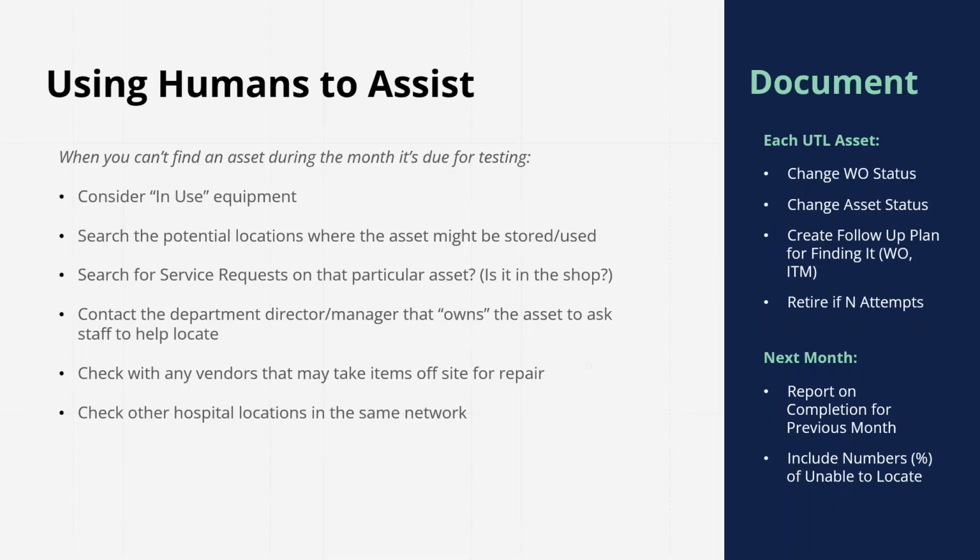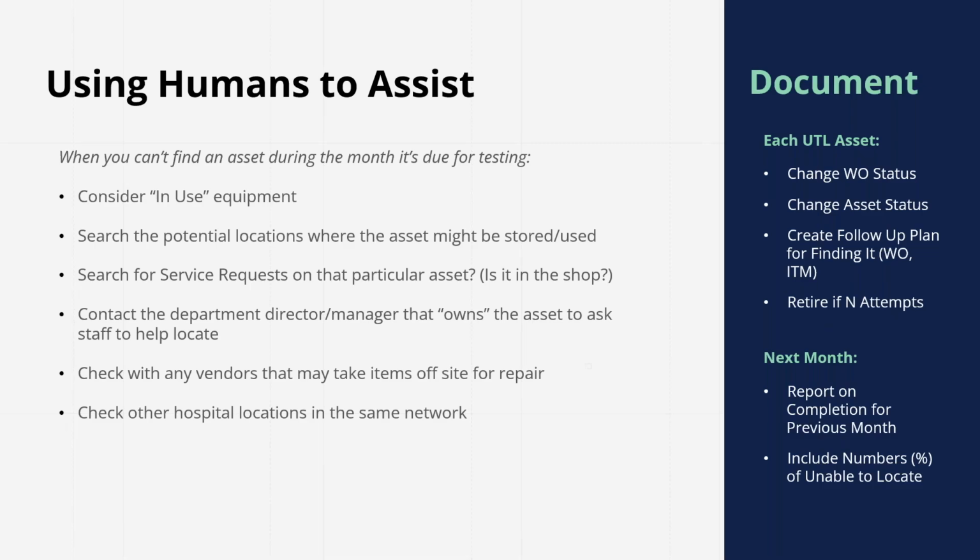So, using humans. Anyone still have humans at your hospital? How can we use people to help us find? So again, we're going to consider what's considered in use. Search the potential locations where an asset might be stored or used. I've talked to so many people, there's a nurse somewhere at your hospital that hides equipment, whether it's in a closet or in a ceiling tile. Anyone found one in the ceiling? I see a couple hands going up.